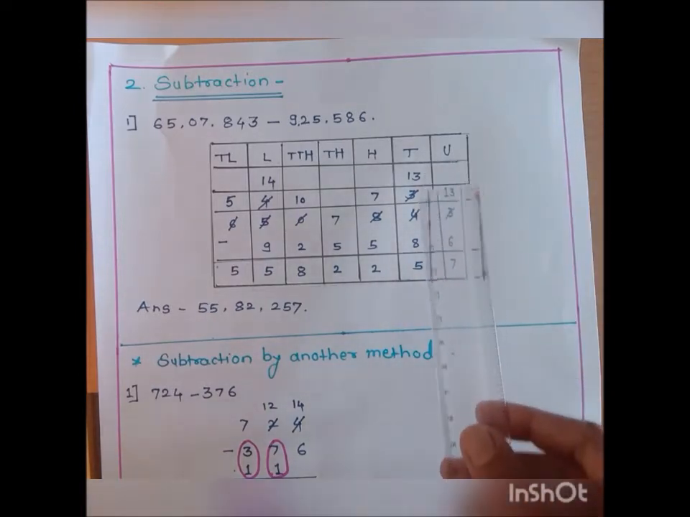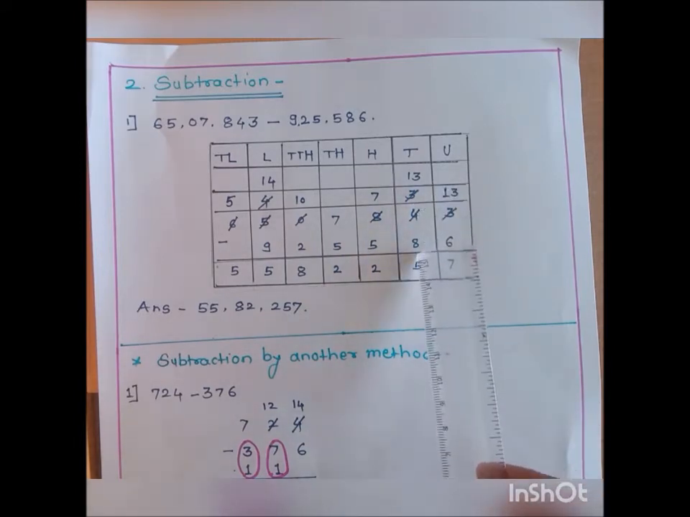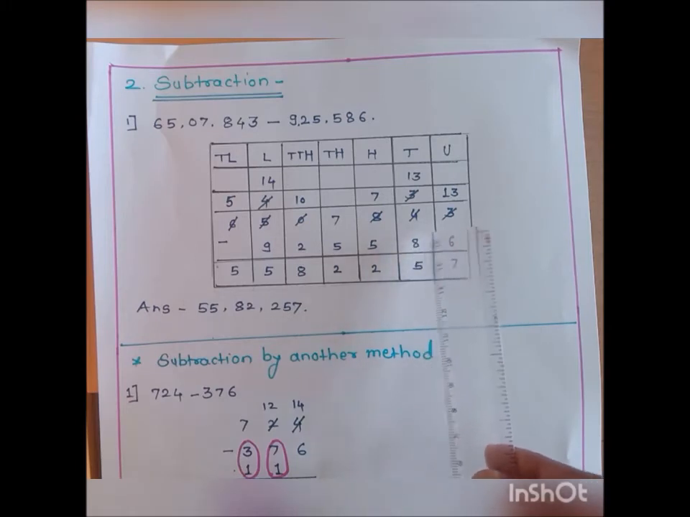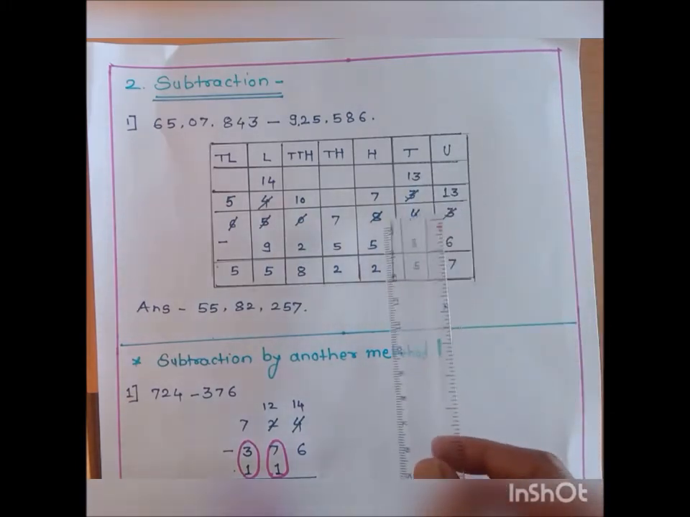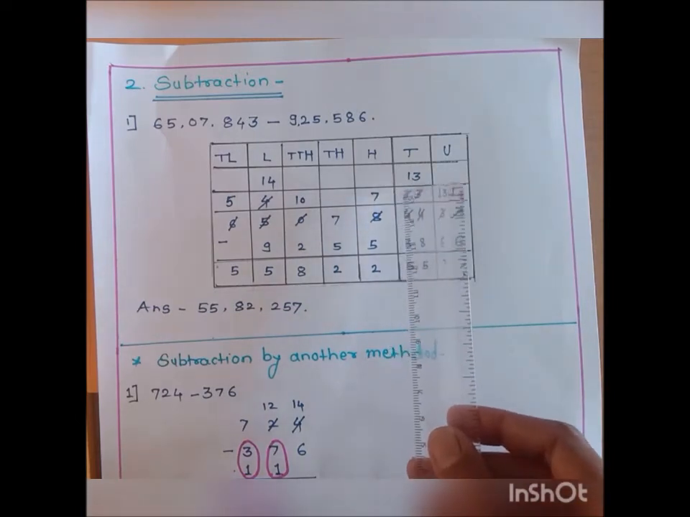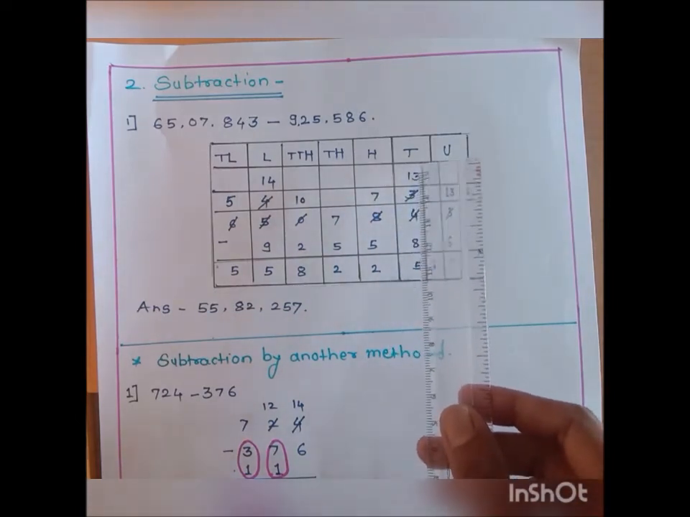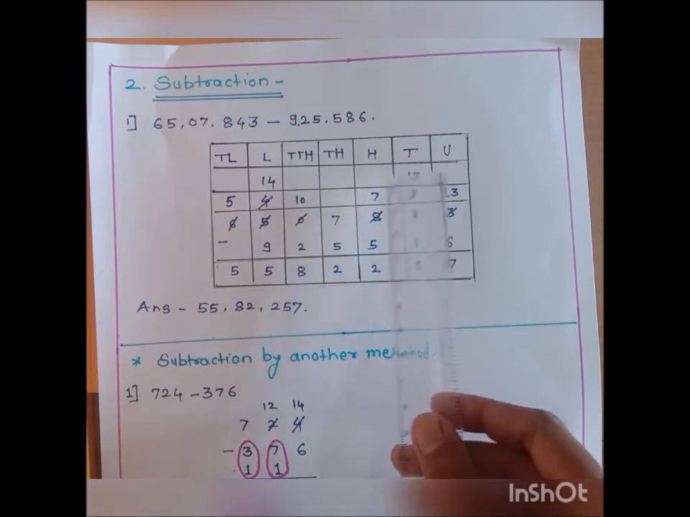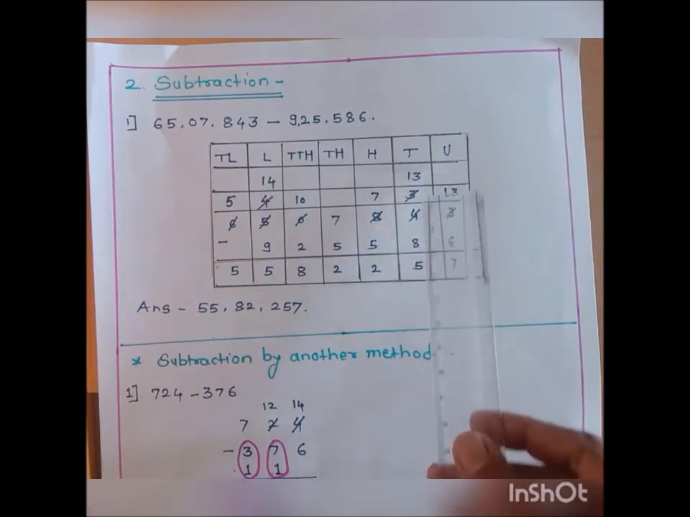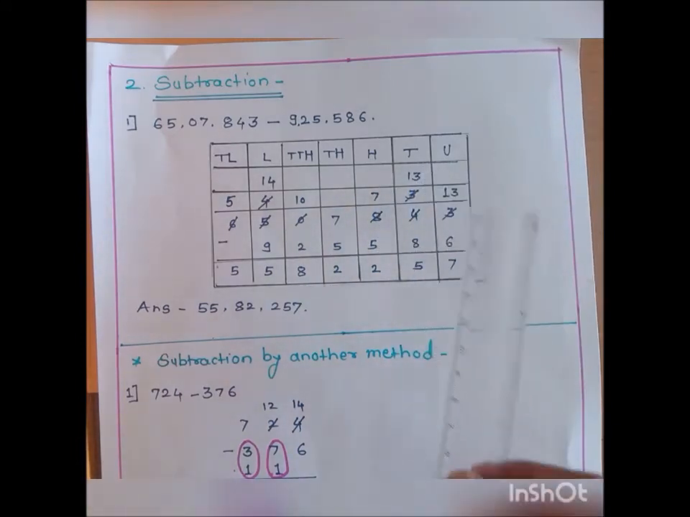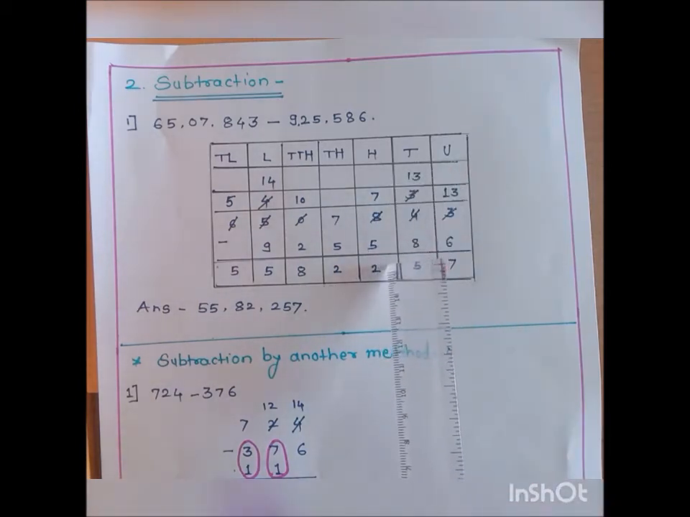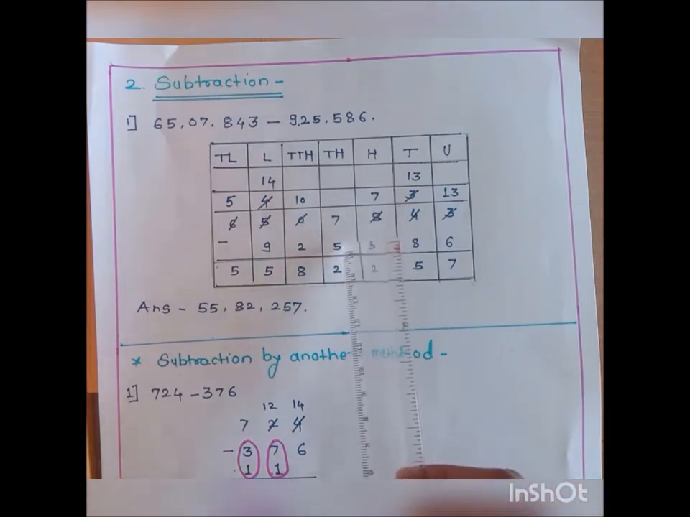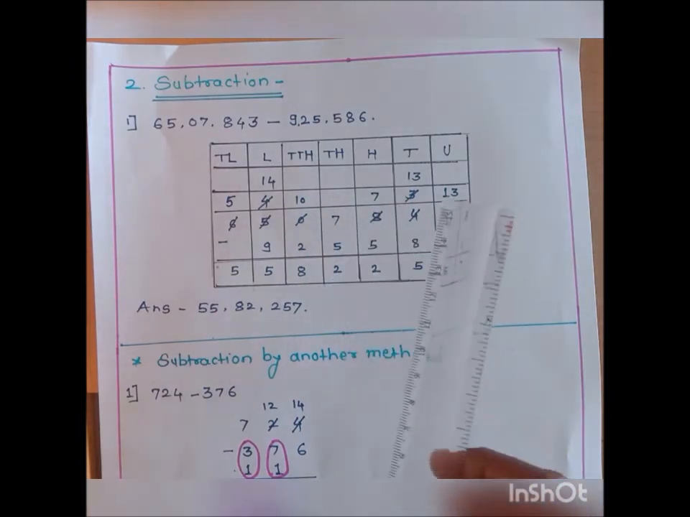Now look at the tens place. Here again 3 minus 8. Is it possible? No, because 8 is bigger number and again 3 is smaller number. Again we have to take borrow from this hundreds place. That is 13, and here 8 minus 1 is equal to 7. Here 13 minus 8 is equal to 5, and in hundreds place 7 minus 5 is equal to 2. Now again 7 minus 5 is equal to 2.